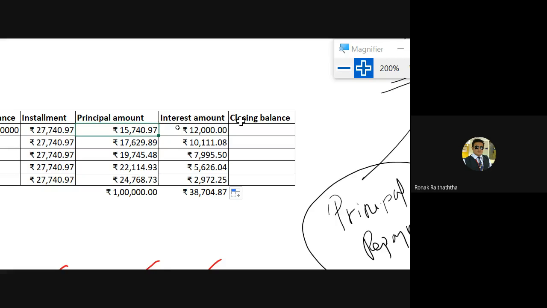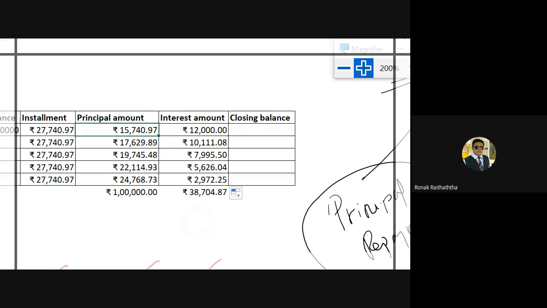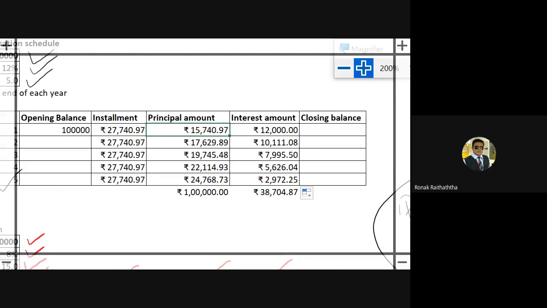Now I am asking it to all: how can I find the closing balance? If you can recall it a bit, I have just explained it to you when I had started the lecture. Opening minus principal. Absolutely true. Why principal? Because principal is the amount of loan that you are paying, right?